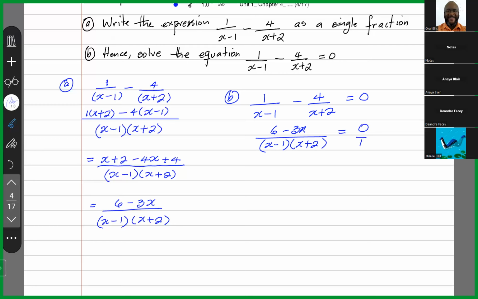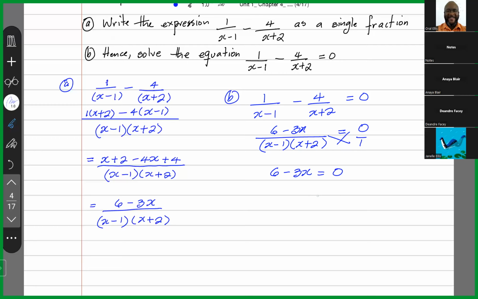Again, this is an equation involving fractions. If you have one fraction equal to one fraction, to get rid of the fraction, you would cross multiply. So when I cross multiply, I get 1 times 6 minus 3x, which is 6 minus 3x. And x minus 1 multiplied by x plus 2 multiplied by 0 is 0. All right, so now we're at 6 minus 3x is equal to 0.